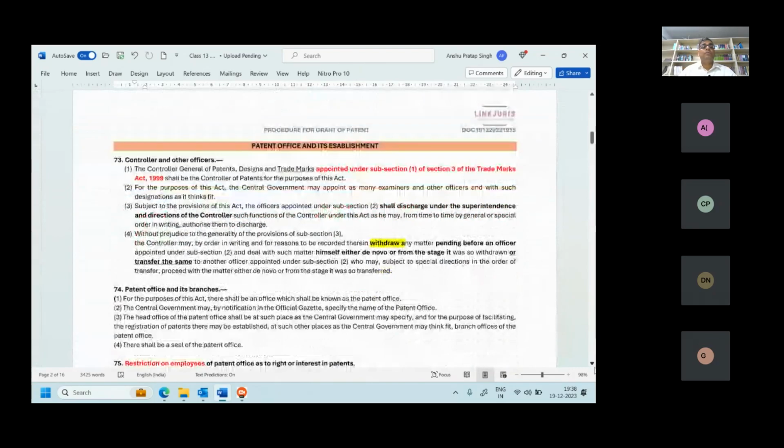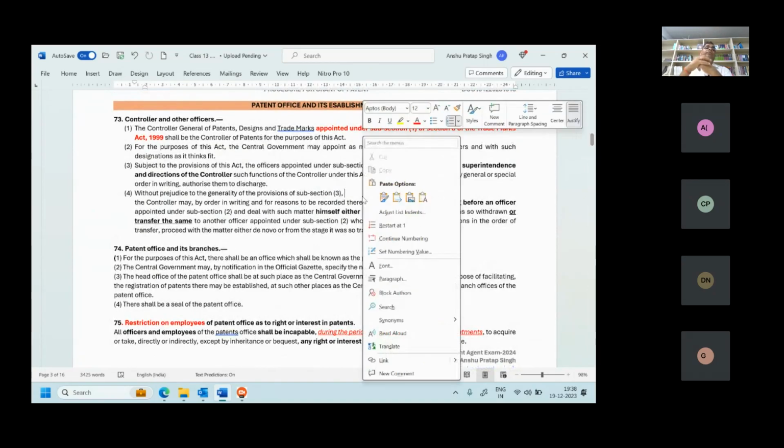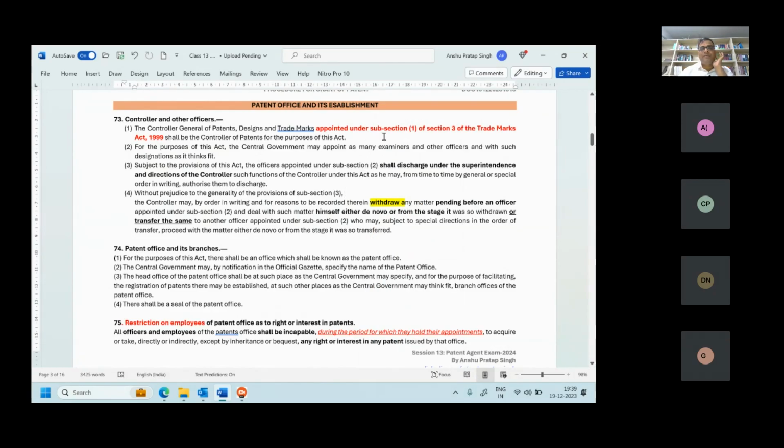Now, Patent Office and its establishment. On the Patent Office and establishment, the Controller General of Patents, I have already discussed that the CGPDTM is appointed under the Trade Marks Act. And we consider that controller as the controller of patents under this Act.